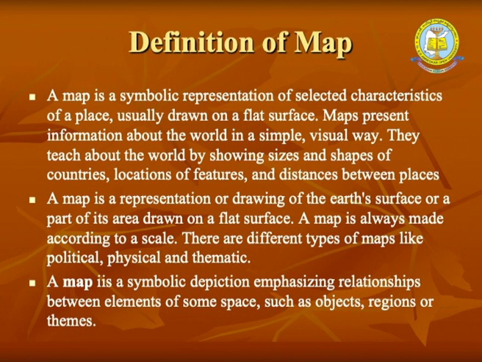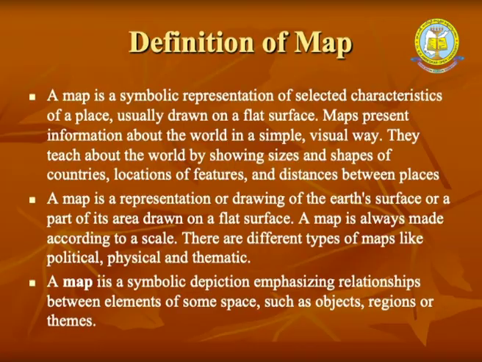If you talk of a basic definition of a map, it is a symbolic representation, as shown on the slide, of characteristics of a place which are drawn on a flat surface. As you understand, the earth is a globe, a spherical surface. Now, for a spherical surface to be put onto a two-dimensional surface involves certain processes. Putting a spherical surface onto a two-dimensional surface and visualizing it, that is what a map is.